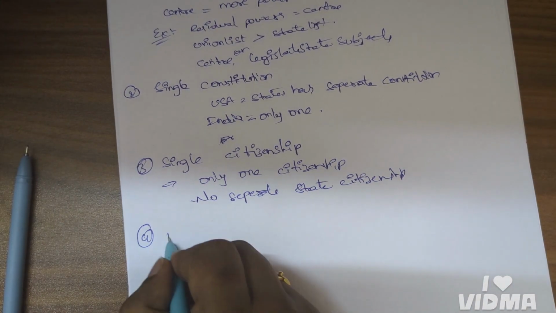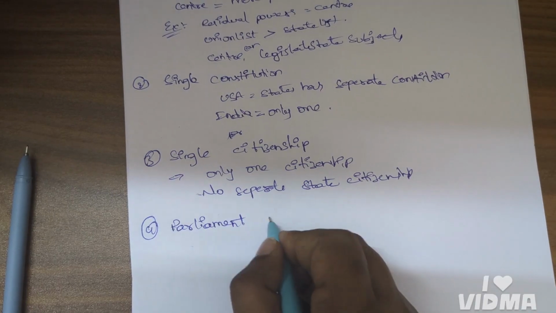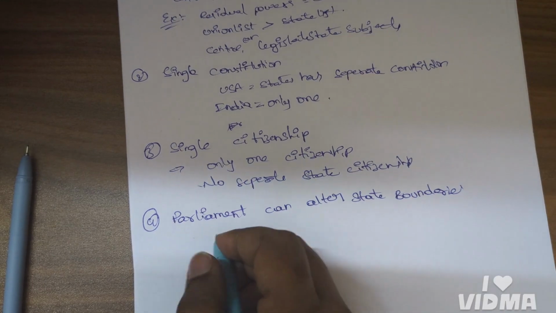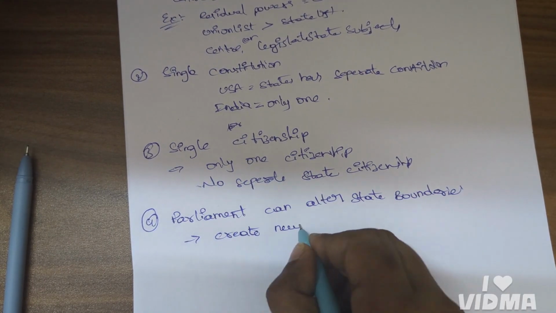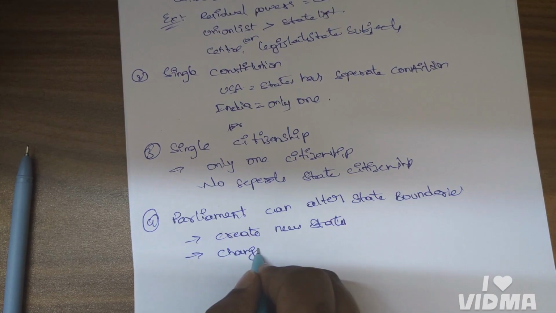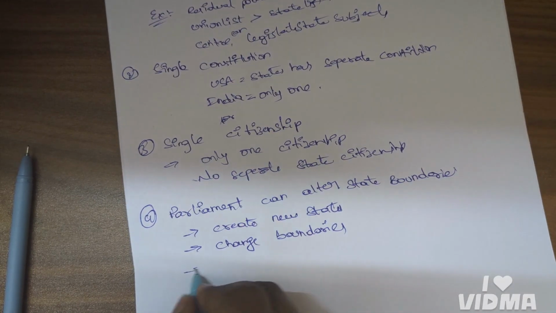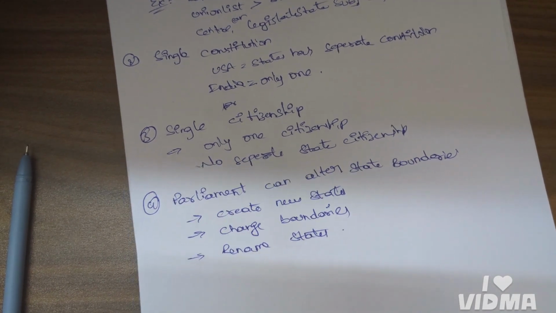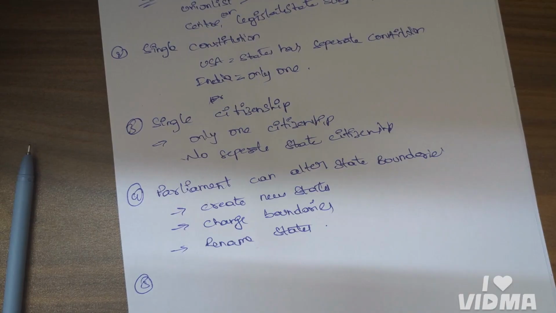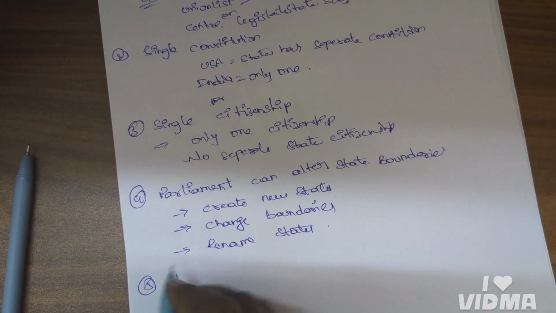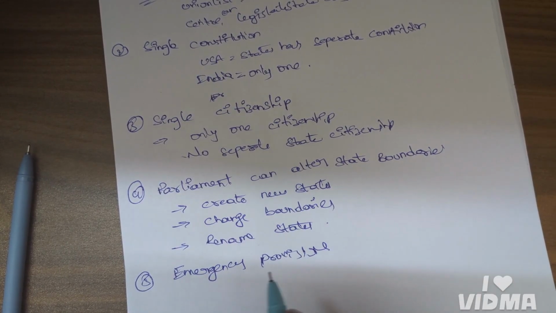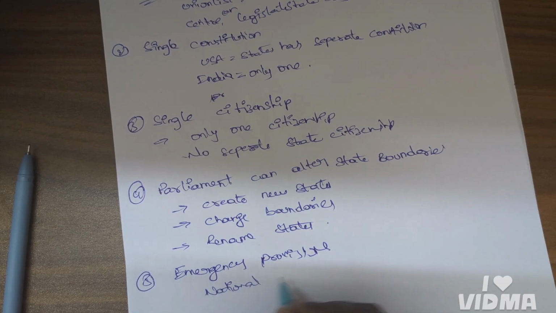Next, fourth feature, the parliament can alter the state boundaries. The parliament can create new states, change the boundaries, and rename the states, and it does not need the consent of the states. This shows the strong central authority. Next, emergency provisions. This is the strongest unitary feature. During the national emergency, the complete state powers shift to the center. The federal structure almost becomes unitary. This gives the center enormous authority.